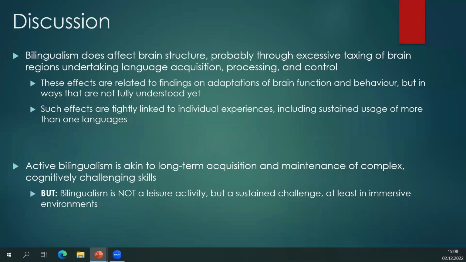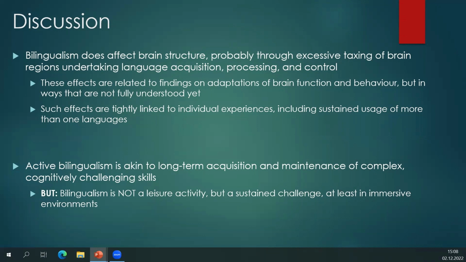So we're almost done. Bilingualism does affect brain structure. I don't think there's any doubt about it anymore. And that's probably through excessive taxing of brain regions undertaking language acquisition, language processing, and control. And these effects are related to adaptations of brain function and behavior, but we don't know exactly how brain structure relates to brain function.